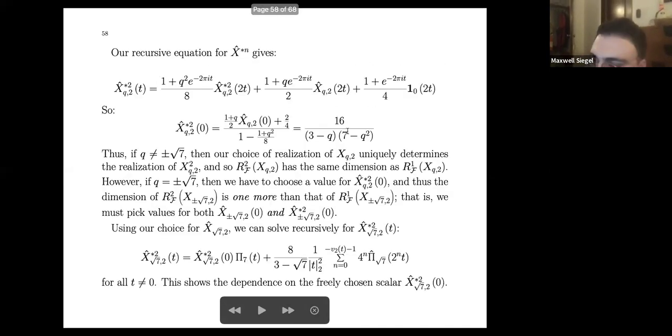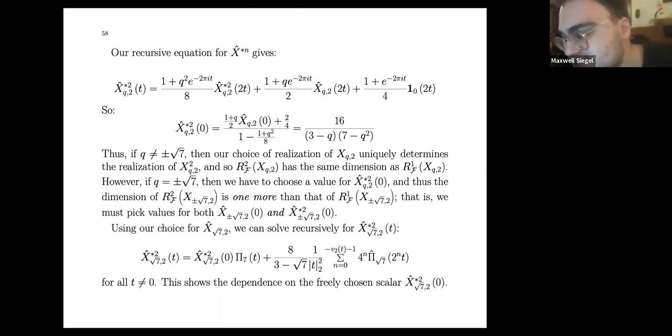So as long as q squared is not 7, our choice of realization of X_q^2 will uniquely determine a realization of X_q^2 squared. In this case, we see that the second realization space of X_q^2 has the same dimension as the first realization space. However, if q squared is equal to 7, then we must choose a value for X^2 squared's Fourier transform at 0. And in this case, the degree of freedom has gone up by 1. And so the dimension of the second realization space, when q is plus or minus root 7, is 1 more than that of the first realization space.